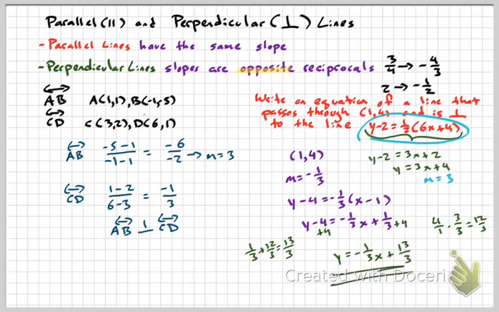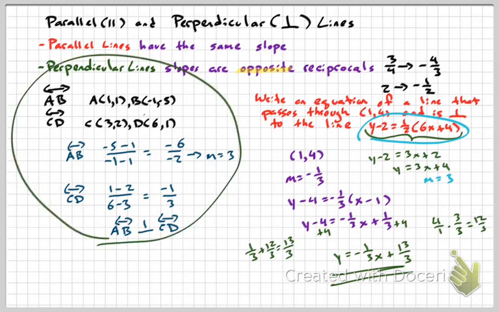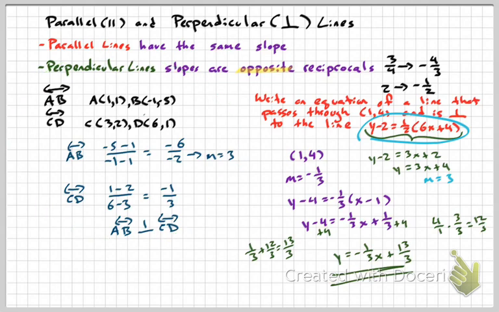Algebra 1, okay? Let me know if you have any questions. Sorry I didn't do another example regarding this, but it's pretty obvious when you find the slopes: if they're the same, the lines are parallel; if they're opposite reciprocals, they're perpendicular; or if they're completely different, then it's just neither. All right, guys?